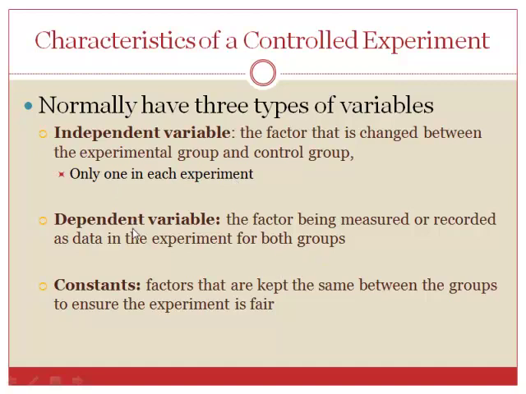And then we have a dependent variable, and this is the factor that's being measured or recorded as data in the experiment for both groups. And then we have constants. These are factors that are kept the same between the groups to ensure the experiment is fair.